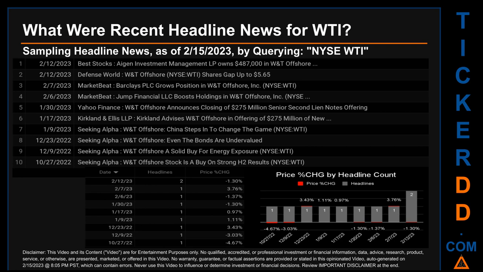Tuesday, February 7, 2023 was the day with the highest percentage change in price when we compare opening versus closing price for the ticker. The day saw a jump of 3.76% when WTI opened trading at $5.85 and closed at $6.07. There was one found headline when MarketBeat published the headline that read, Barclays plc grows position in W&T Offshore.